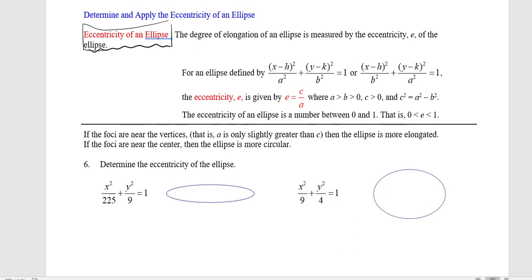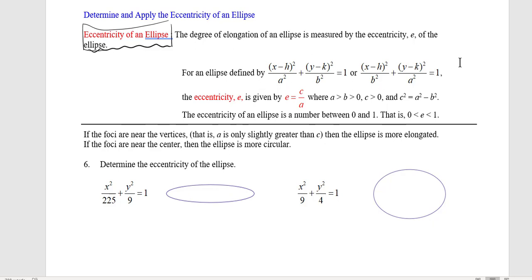This is a very accurate wording here, this description. It says the degree of the elongation of the ellipse is measured by the eccentricity, we label it E, of the ellipse. So we're saying the more elongated looking the ellipse is, the bigger the eccentricity is going to be. And the more perfectly round, I should say, the more similar to a perfect circle it is, the lower the eccentricity is. We can say that's not very eccentric, right? It's a pretty simple shape if it's not elongated in one direction.